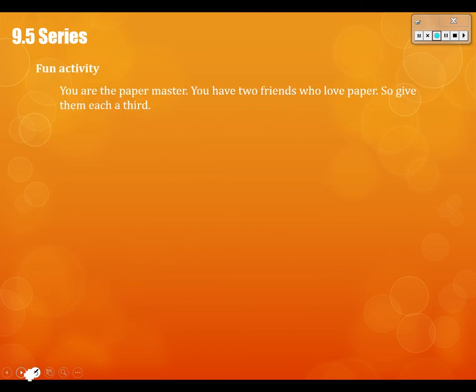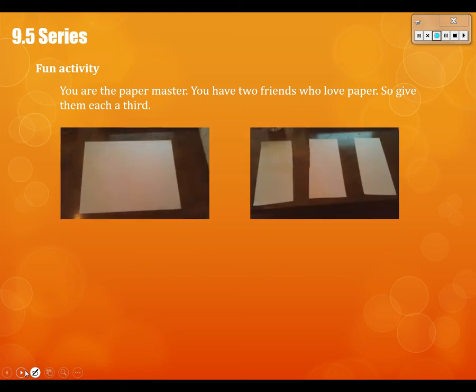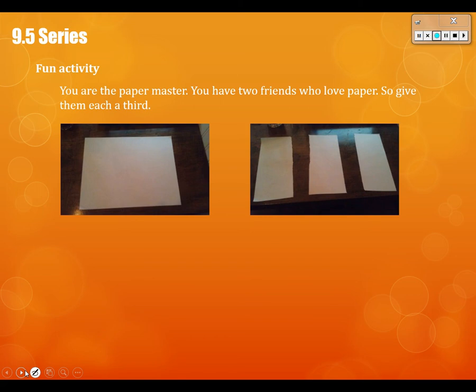So good stuff. All right, are you ready for this? It's a fun activity. You can do it if you like, or you can do it at home later. Okay. You are the paper master. You have a sheet of paper, and you have 2 friends who love paper. They're equally lovable in your mind. You like these people equally, and you want to give them a fair treatment.